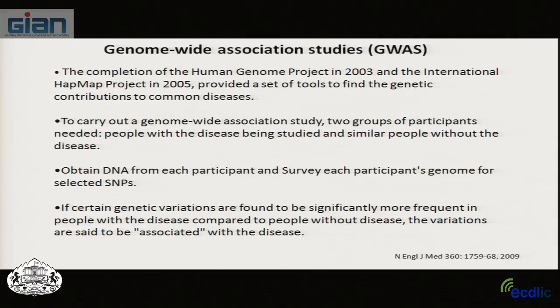This provided a set of tools to find the genetic contributions to common diseases. To carry out a genome-wide association study, two groups of participants are needed: up to more than 100 or 200 control patients and those with the disease. You obtain DNA from each participant and survey each participant's genome for selected SNPs. If certain genetic variations are found to be significantly more frequent in people with disease compared to people without disease, the variations are said to be associated with the disease.